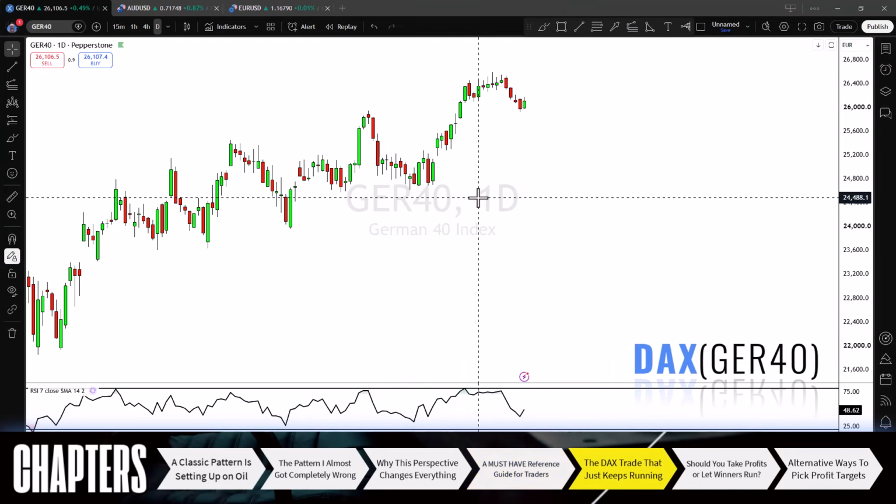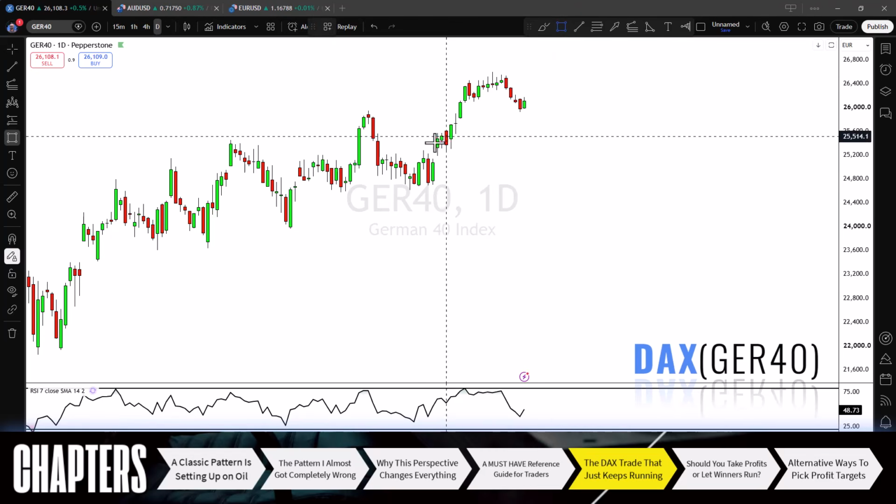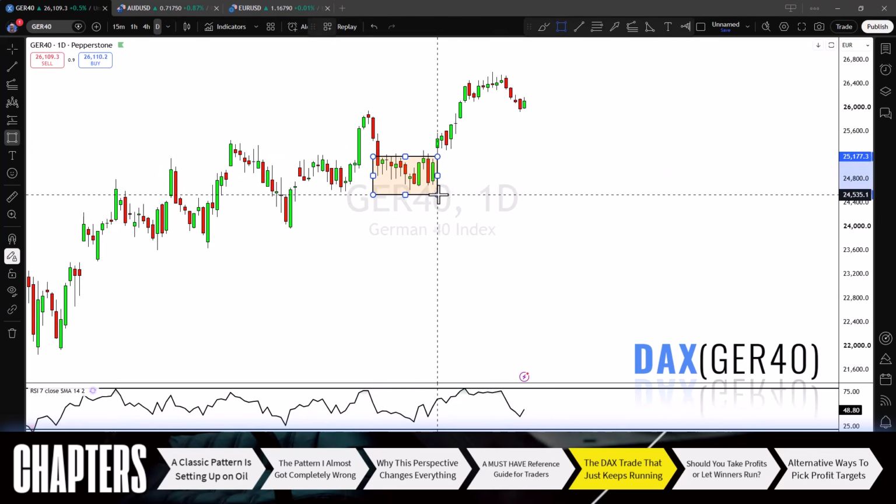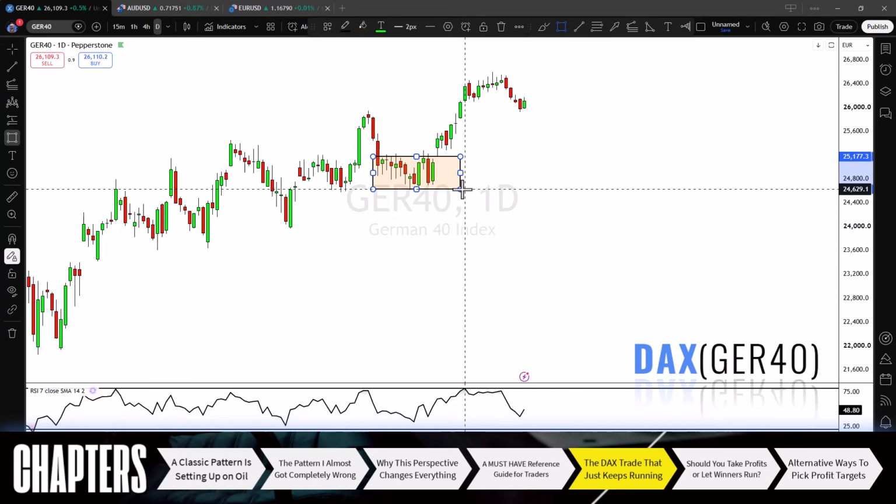Speaking of drivers, something that has driven up and not looked back since the last time we spoke about it is the DAX. If you guys remember, it was a while ago, but we spoke about getting involved in longs on the DAX back down at the 25K level, around that area.